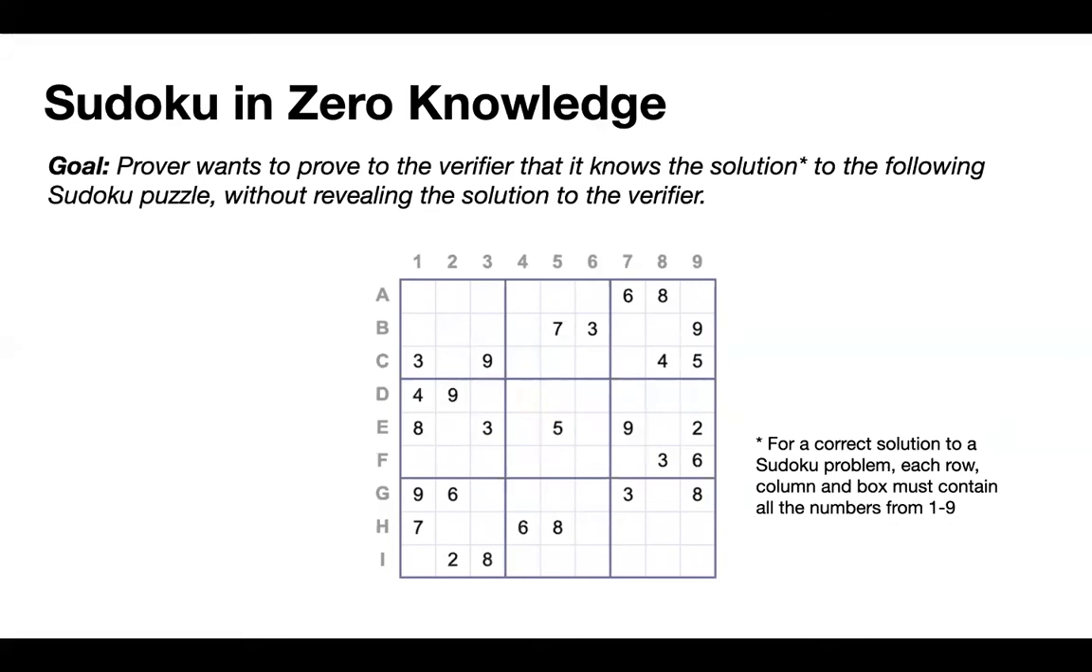And just for people who don't know the rules of Sudoku, basically for a correct solution of Sudoku, each row, each column, and each 3x3 box, all of them must contain all the numbers from 1 to 9. So that is the definition of a correct solution. And I'll prove that I have one of it.